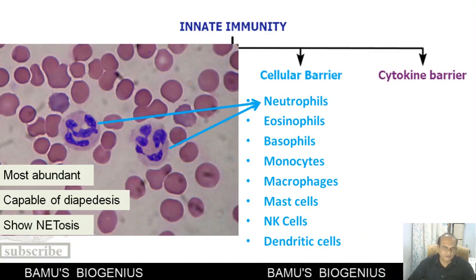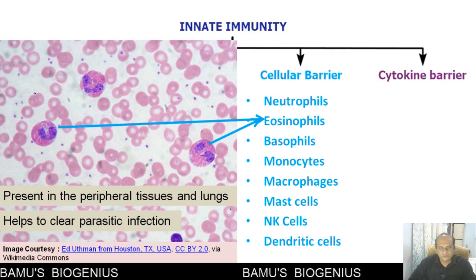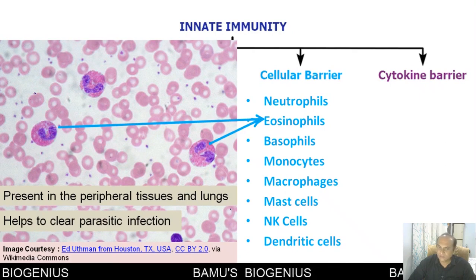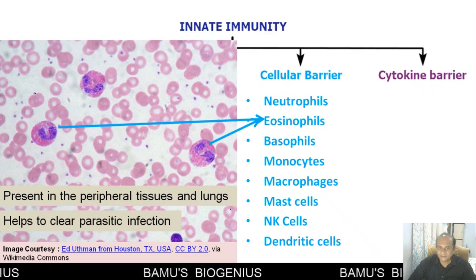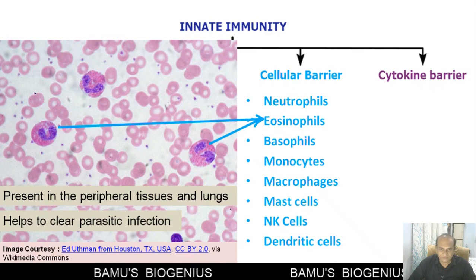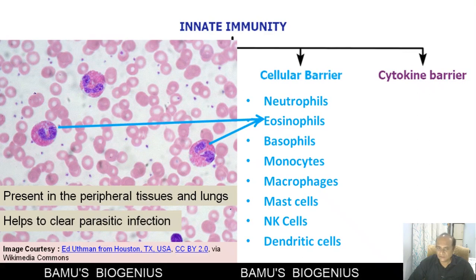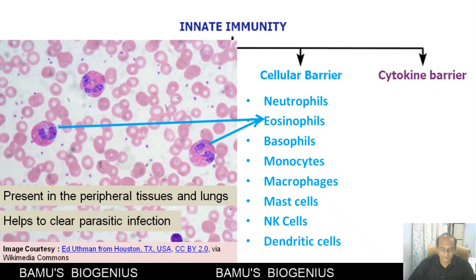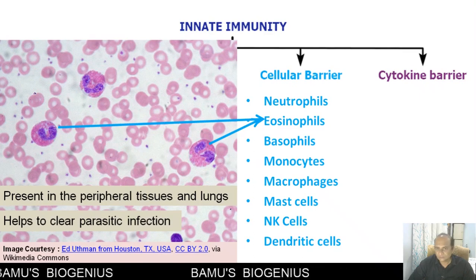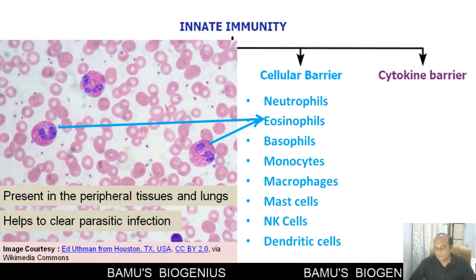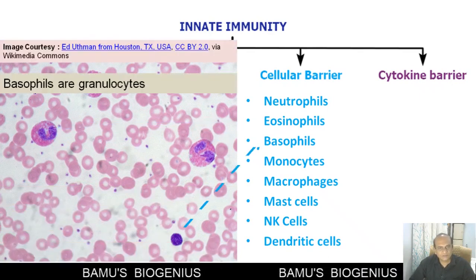Now the next one is eosinophils. Eosinophils are present in the peripheral tissues and in the lungs. They are helpful in clearing parasitic infection. We know that whenever we get an infection, the number of eosinophils increases. This is to tackle whatever pathogens are coming inside our body. Now the next cells after eosinophils are basophils.